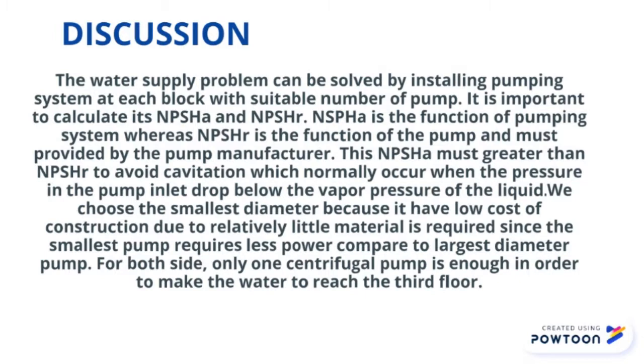We choose the smallest diameter because it has a low cost of construction since relatively little material is required, and the smallest pump requires less power compared to the largest diameter pump. For both sides, only one centrifugal pump is enough in order to make the water reach the third floor.